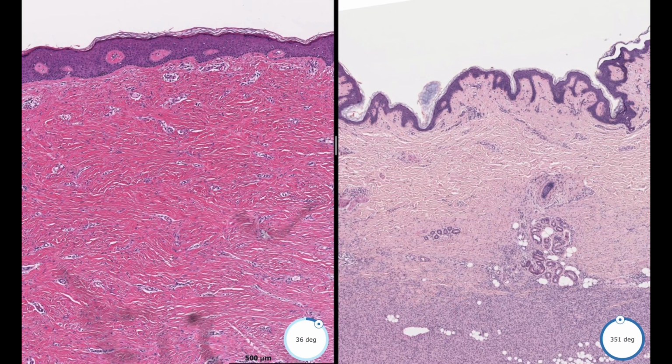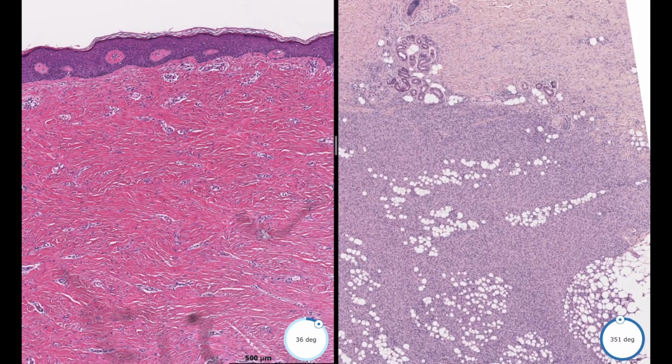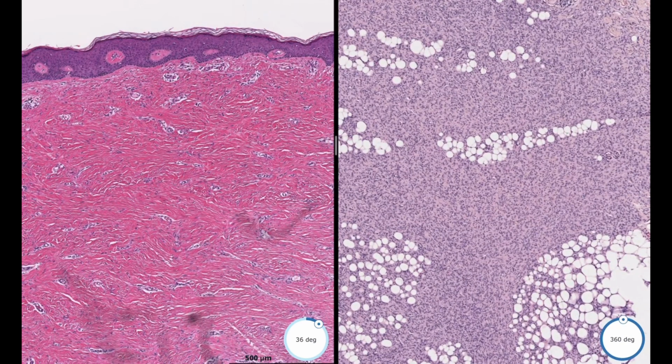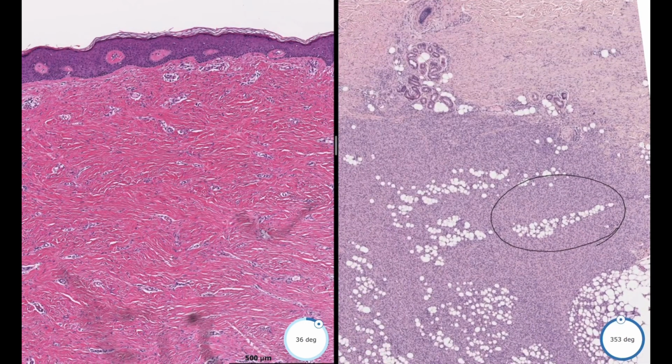When you look at the epidermis, it lacks the thickening or the acanthotic appearance we saw in dermatofibroma, and there is the infiltration of adipose tissue in a honeycomb pattern. You can see, for example, this is an example of infiltration of adipose tissue. The adipose tissue mostly is replaced by neoplastic cells. The fourth feature to differentiate the two entities is the CD34 positivity.